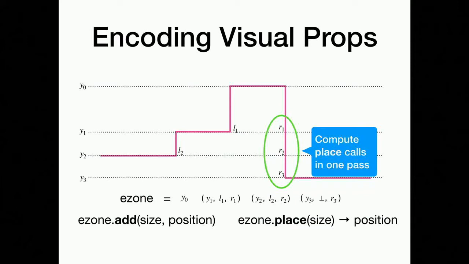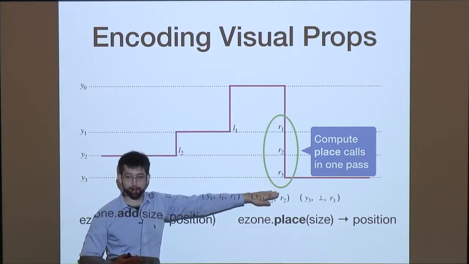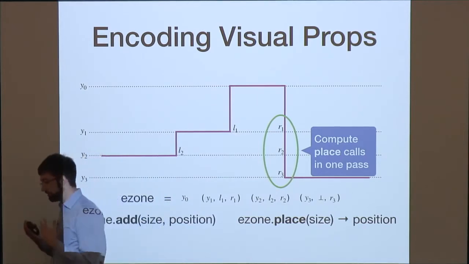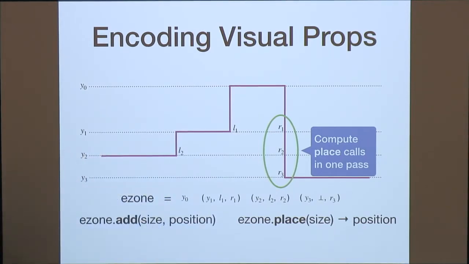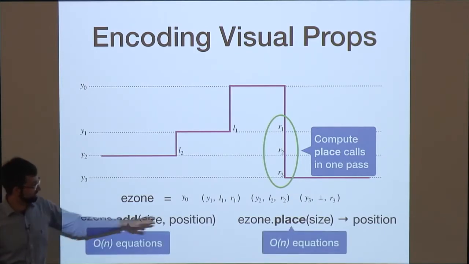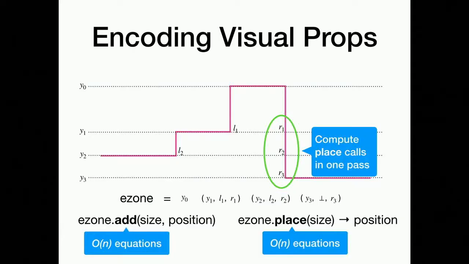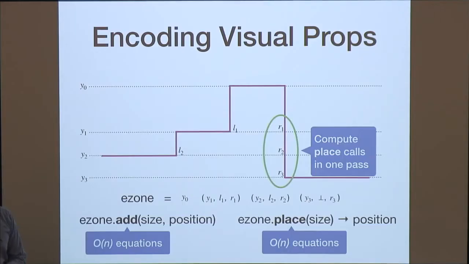The reason for that is this way we can compute these operations like add and place in a single pass, walking from low to high y values. That turns out to be the sort of operation you need in a web browser. So thanks to some encoding tricks like this, we can do these add and place calls in a single pass. That single pass is important. That means there's O of n equations to solve. And that's going to make the reasoning process for exclusion zones scalable when we give it to a solver. I'll be talking about that in a moment.